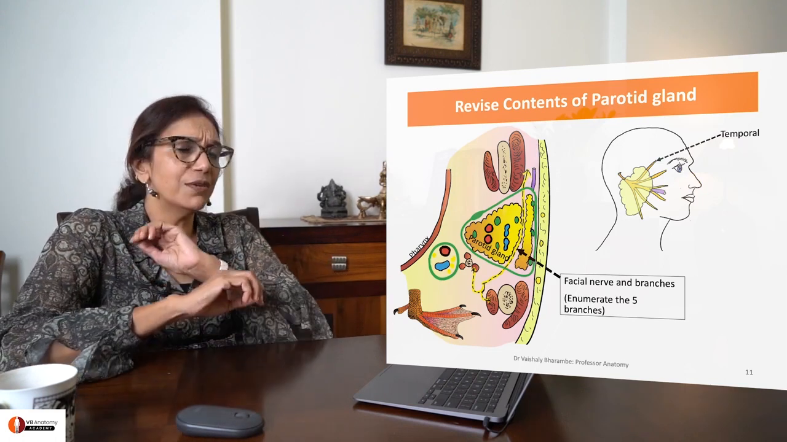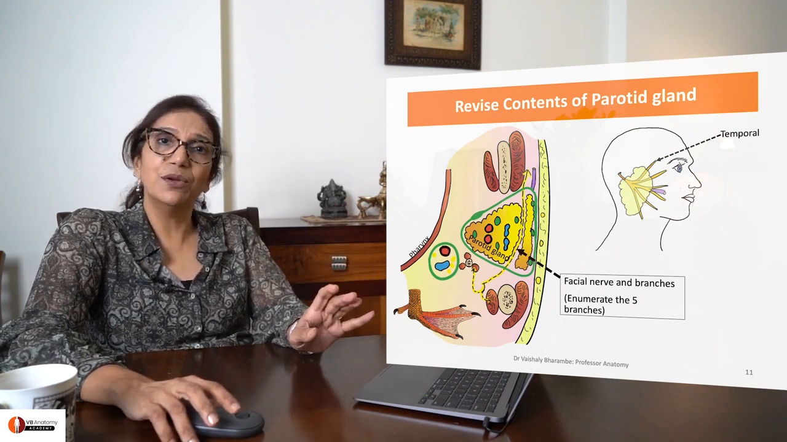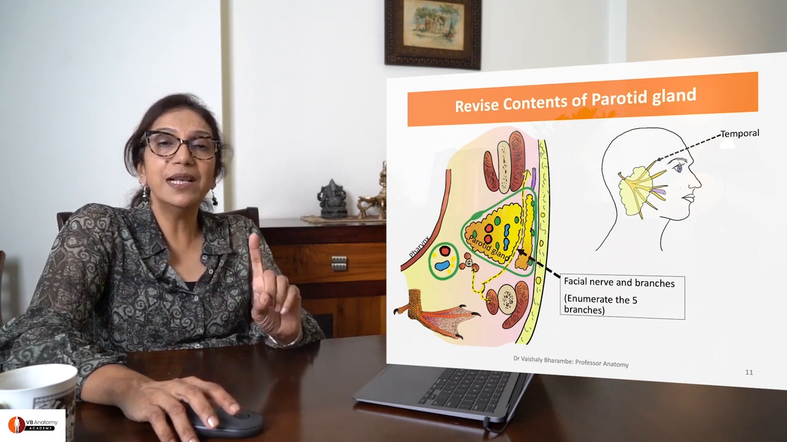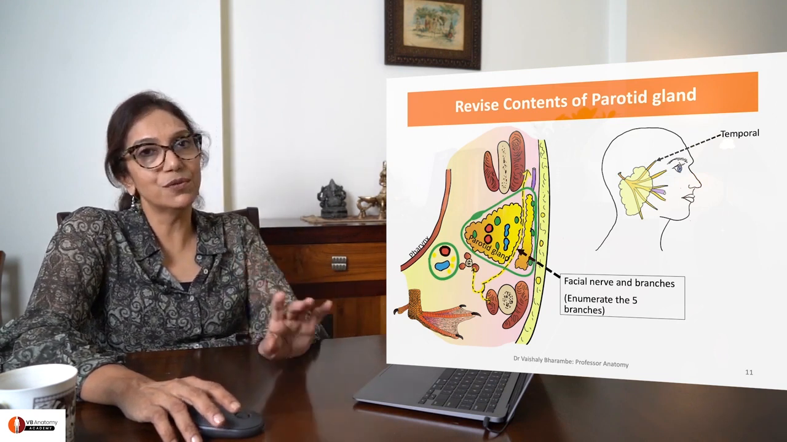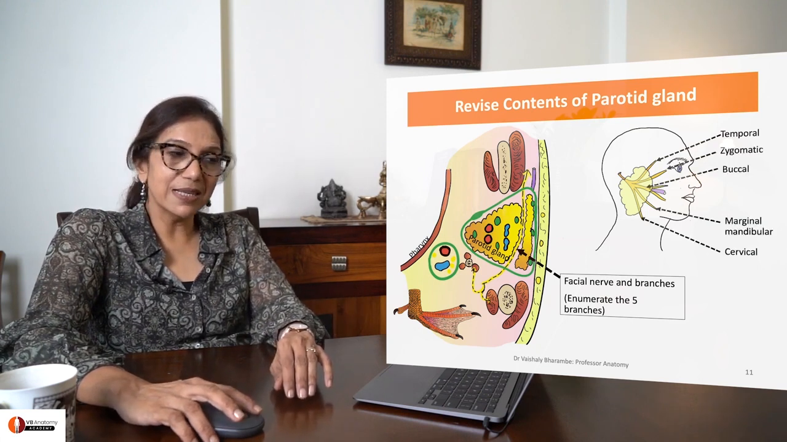This is something you should revise every time you study, students. Don't tell yourself, I know. You don't know unless you revise it. Anatomy is a very volatile subject. Unless you revise, you are going to forget. Okay? Right. So these are the branches we just discussed.